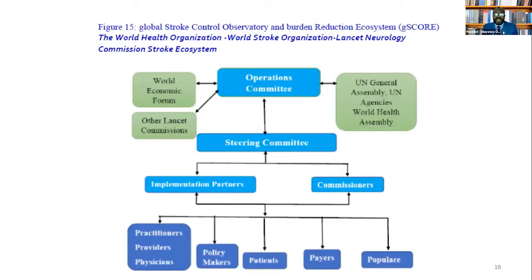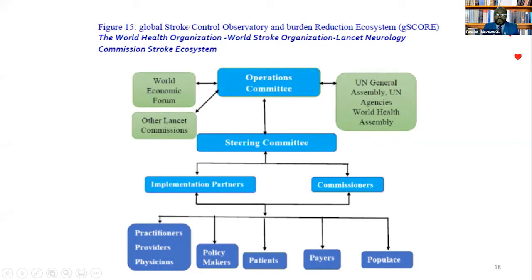So these should be done in the context of working with other implementation partners, so that we are not just measuring and mapping, but we are also providing solutions. Like we said, mapping also helps with management. So we are providing solutions, working with implementation partners. And these implementation partners will include practitioners, providers, physicians, policymakers, patients, payers, and of course the entire populace whom we can reach through social media, through the mobile phone technology.